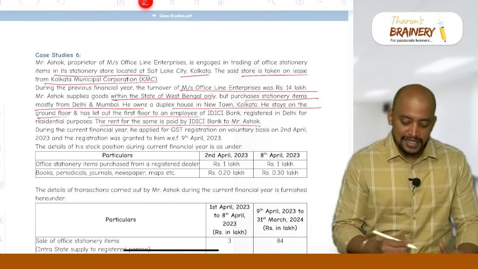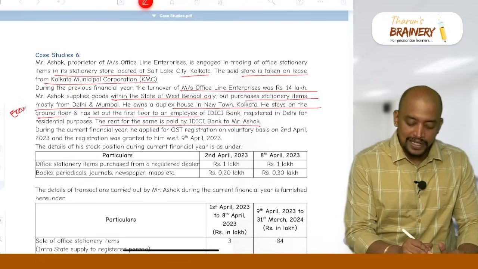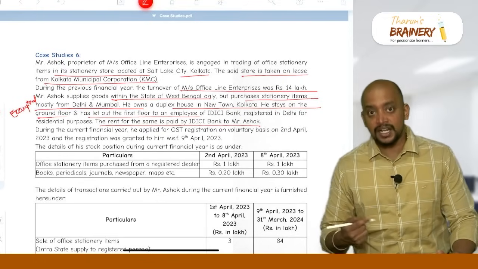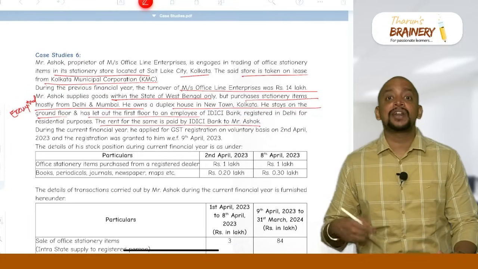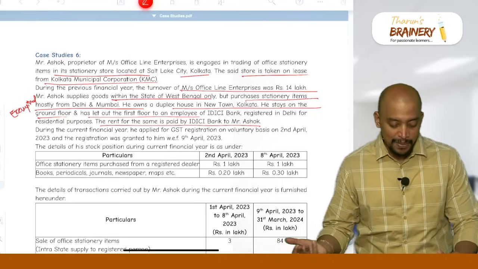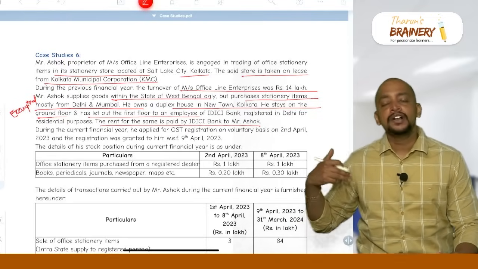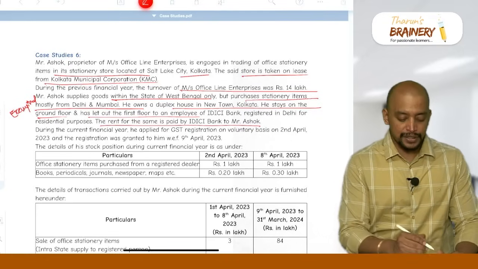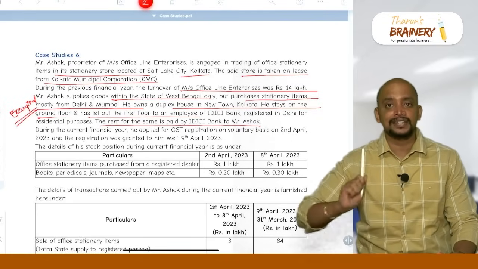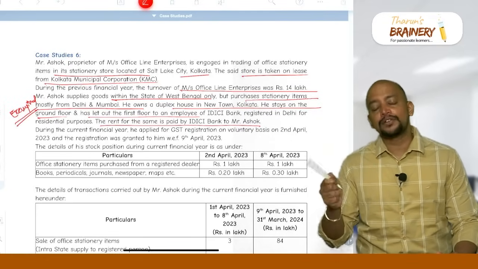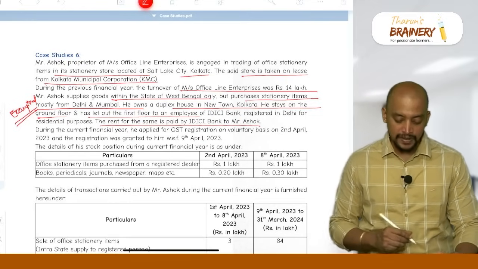So actually this transaction will come under exempted. Why will this come under exempted? Renting of residential property for residential purpose to an unregistered individual will be exempted. Okay. And even if it is a registered individual also, for family stay it will be exempted. So therefore it is exempted, and who will be treated as recipient? Not this IDICI bank, it will be that employee of that bank who will be treated as the recipient.